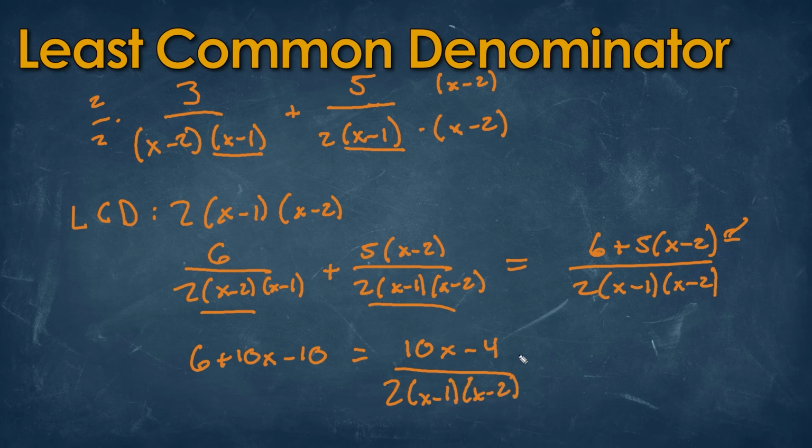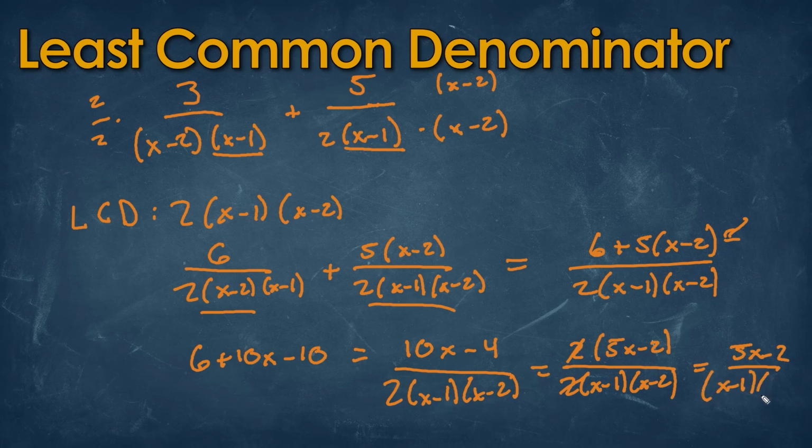And what we can do is we can simplify out a 2 here at the top. So that's going to be 2 times 5x minus 2 all over 2 times x minus 1 times x minus 2. We can factor out a 2 on top and bottom, so our final answer is going to be 5x minus 2 over x minus 1 in parentheses times x minus 2.